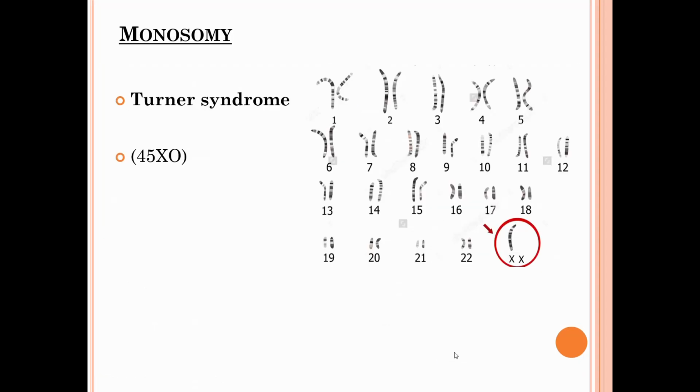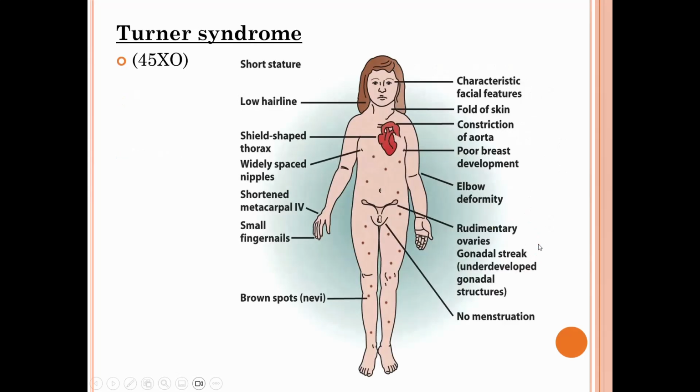Here you can see the monosomy. Can you see? Because in your exam you will be getting these images. So can you see here? There is one X chromosome missing. So you can say it is Turner syndrome, 45XO. So monosomy, sex chromosome, where one X chromosome is missing, it is Turner syndrome.